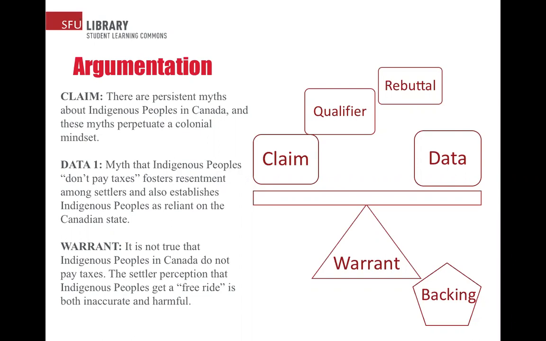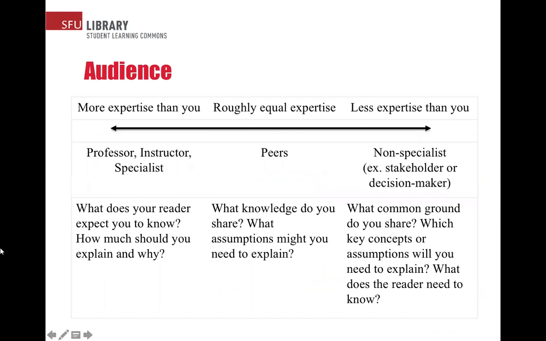And some of the ones that we like and support at the Student Learning Commons are found at Purdue's Online Writing Lab. If you search within their website for organizing your argument, you will find a lot of information there to help you. So obviously, just having spoken about the audience member who might argue with you, your reader who's going to push back, it's really important for us to be thinking about our audience as we're writing. So does your audience have more expertise than you, roughly equal expertise, or less expertise than you?